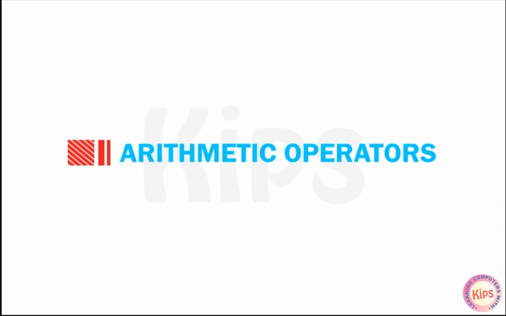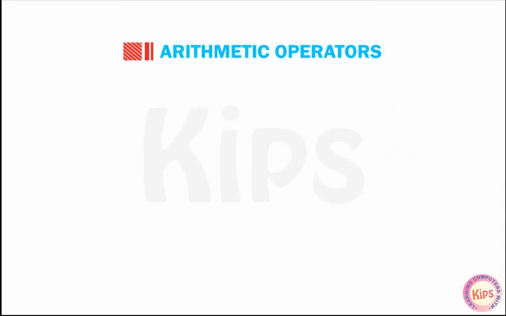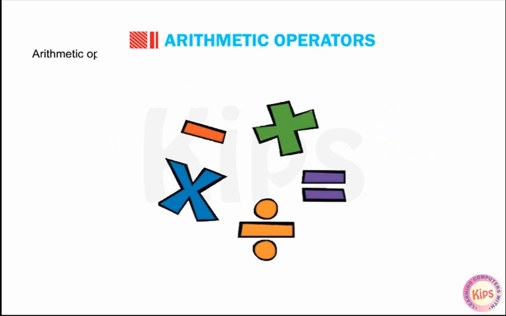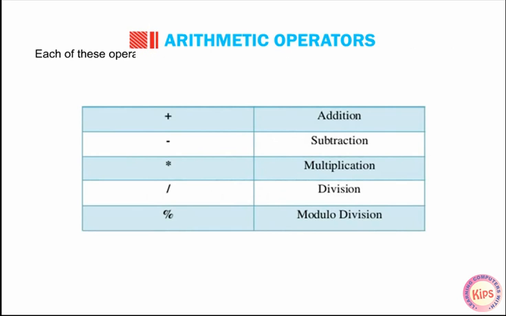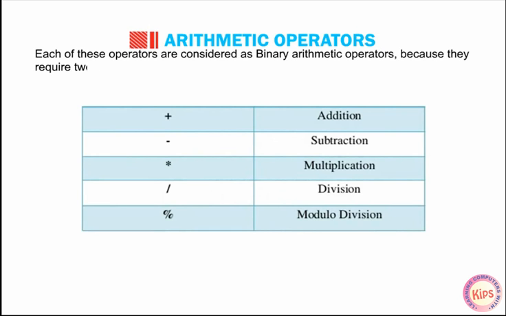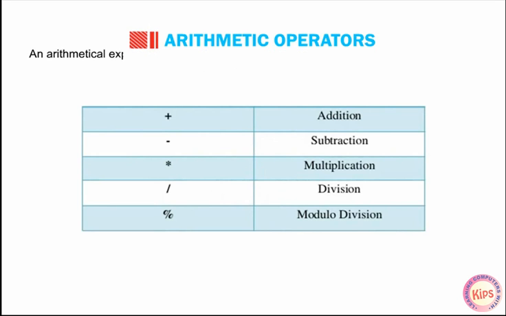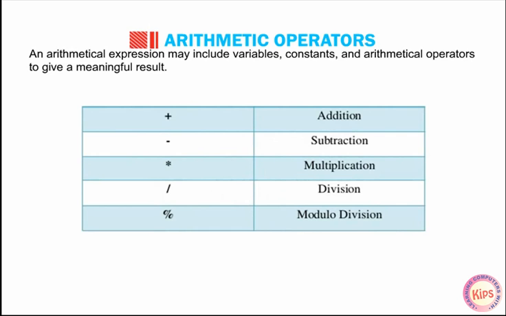Before moving forward, let us first discuss arithmetic operators. Arithmetic operators are used to perform basic mathematical calculations, that is, addition, subtraction, multiplication, division and remainder. Each of these operators are considered as binary arithmetic operators because they require two operands to perform calculations. An arithmetical expression may include variables, constants, and arithmetical operators to give a meaningful result.